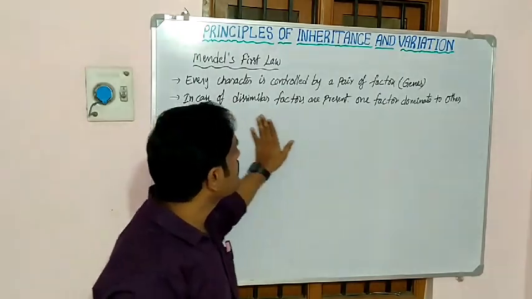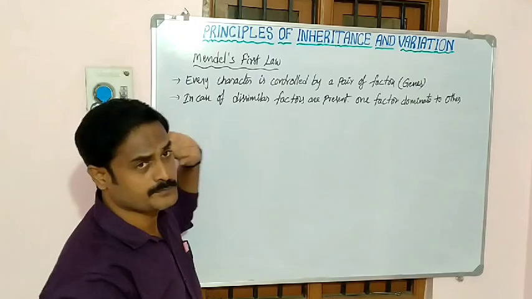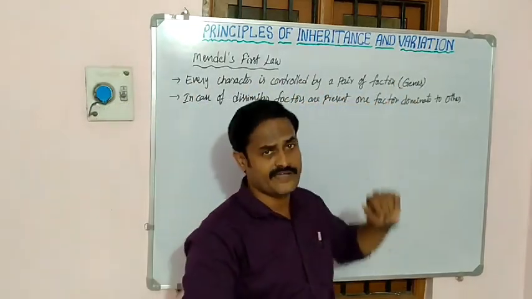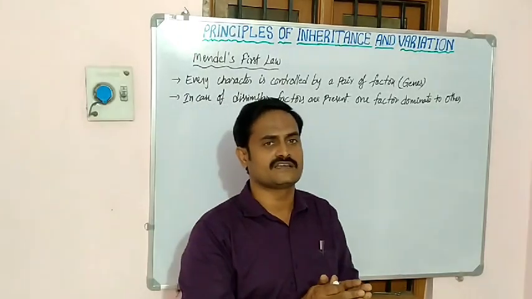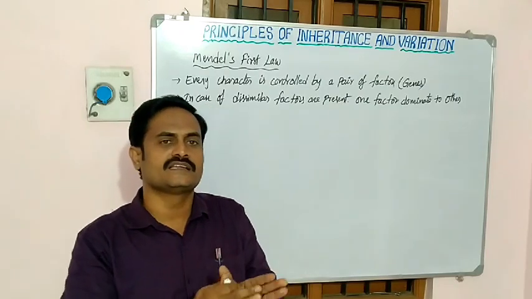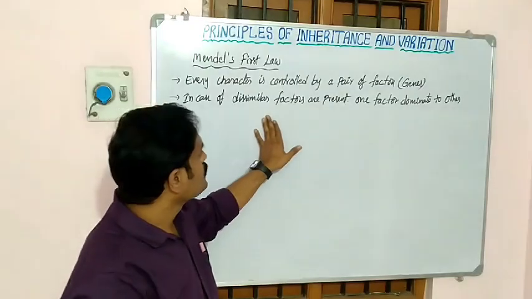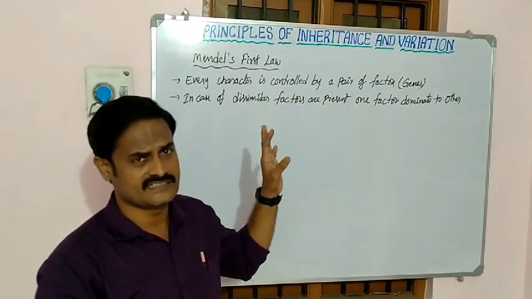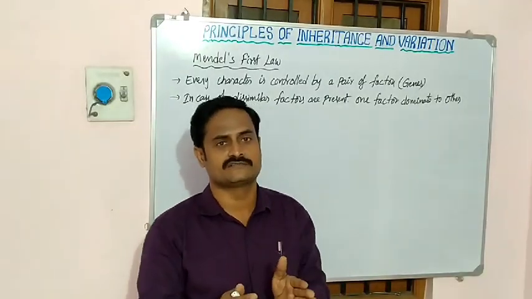So Mendel's first law tells about two major points. What are they? Every character is controlled by a pair of factors or genes, and in case the factors are dissimilar, one factor dominates the other factor. In this first law we will discuss the tall plant and dwarf plant.